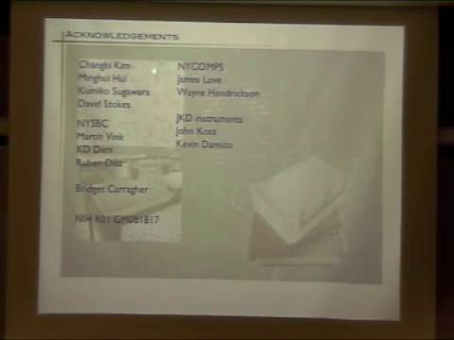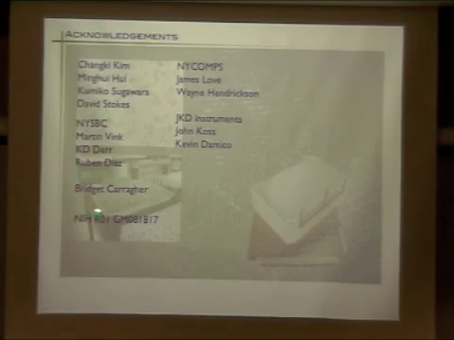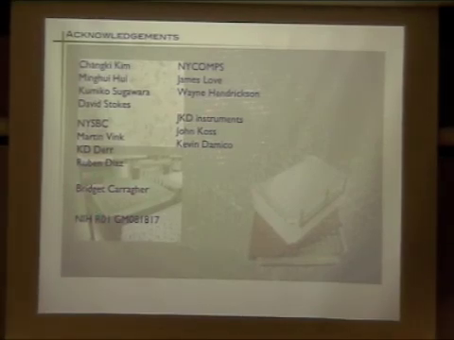And we couldn't do this without the help of NYCOMS, headed by Wayne Hendrickson. The 2 people that developed the robot are John Coase and Kevin Davico from JKD Instruments. And Martin Bink at the NYSBC was also very helpful, and Katie there and Ruben Diaz as well. And Bridget has been helping us with the optimization of Legionella. Thank you very much.